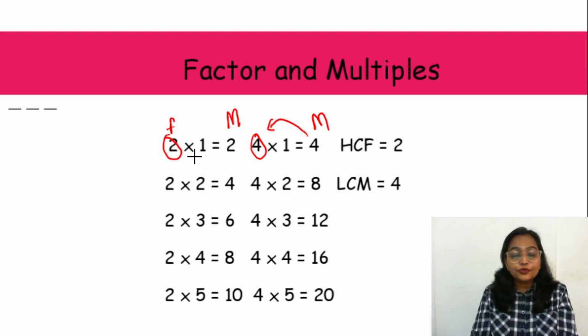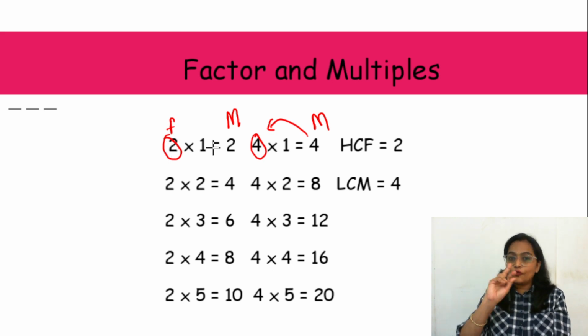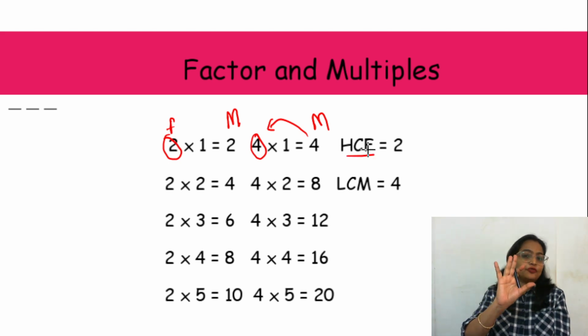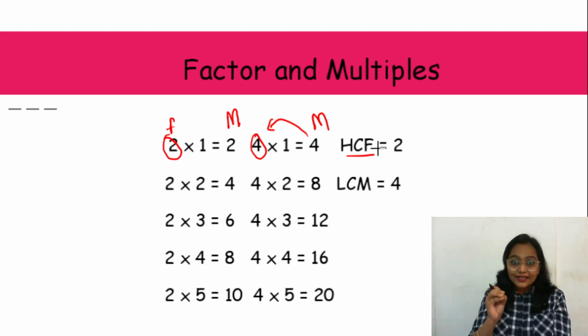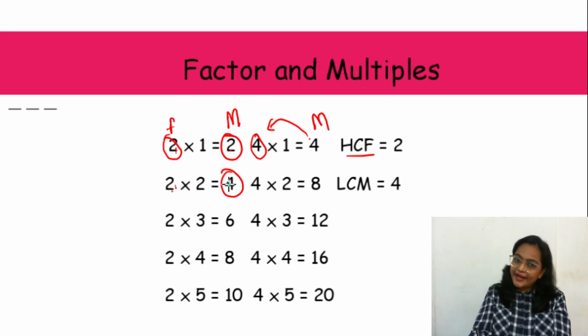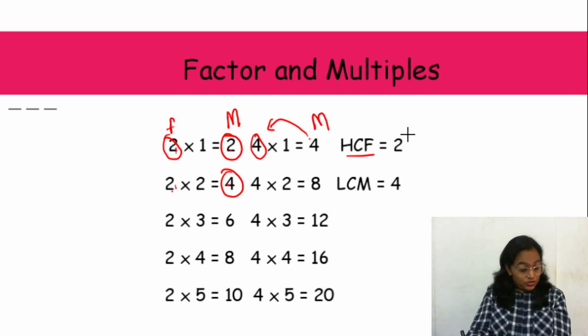Now, if we have to find out the LCM and HCF of 2 and 4, then first we have to find out HCF. So HCF is what? Highest common factor. That is a factor which is largest and which is present in both the numbers, right? Or which is the factor of both the numbers. Now, this is 2 and this is 4, right? Now, if you see, 2 is the factor of both 2 and 4, right? So, clearly 2 will be the HCF of 2 and 4.